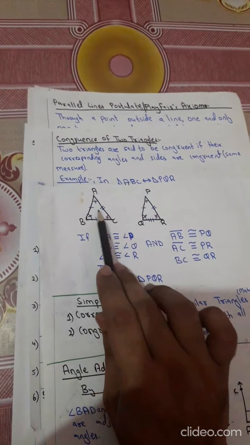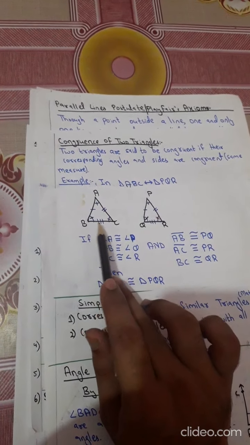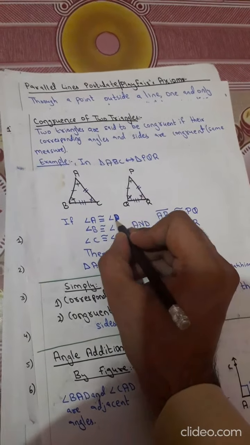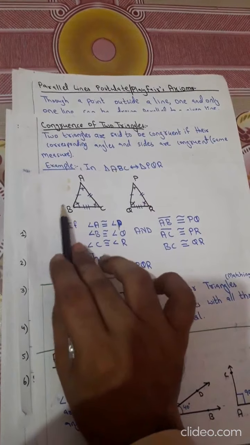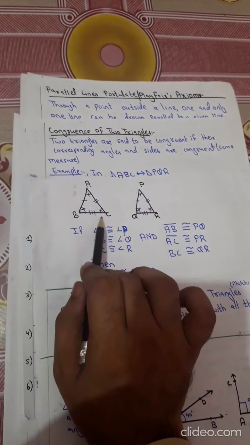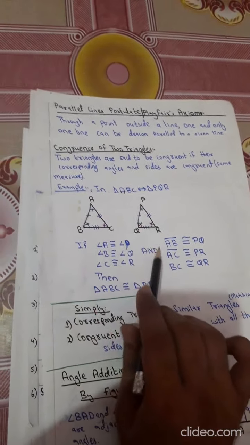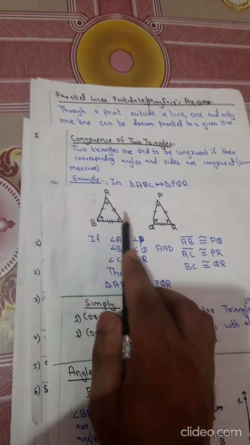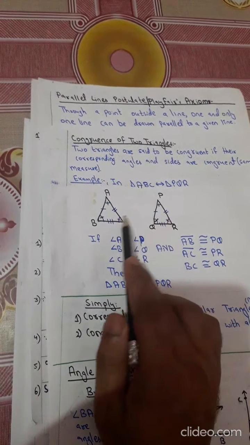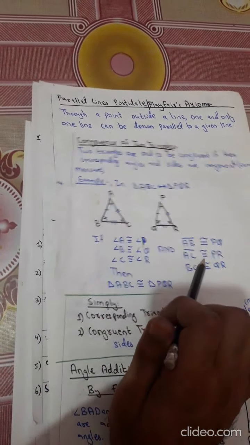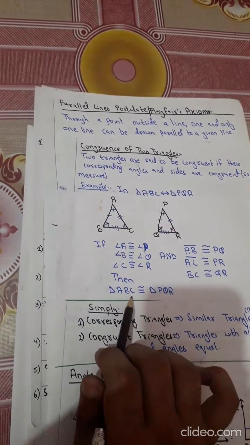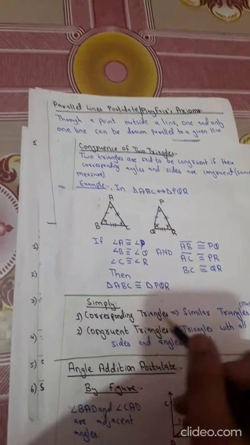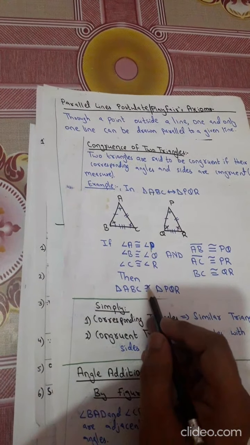If angle A equals angle P, angle B equals angle Q, and angle C equals angle R, and side AB equals side PQ, side AC equals side PR, and side BC equals side QR, then triangle ABC is congruent to triangle PQR, meaning these two triangles have the same measurement. This is the sign of congruence.